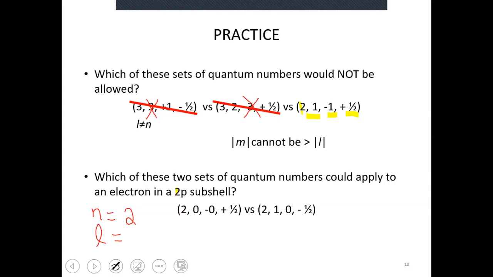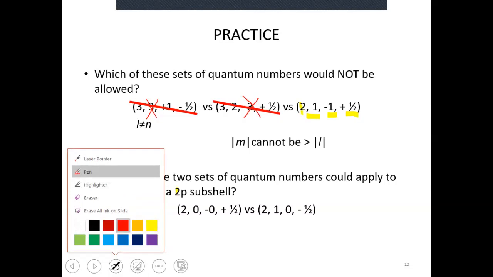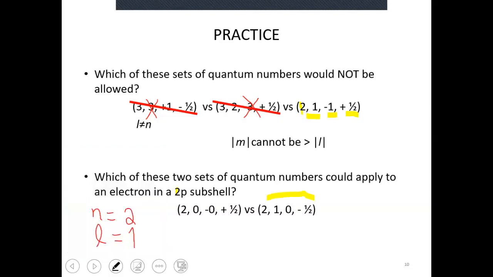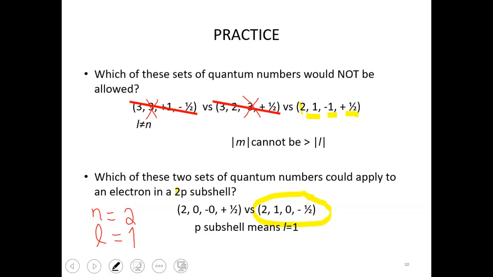L for an s subshell, L equals 0. For a p subshell, L equals 1. So which of these works then? Yep, that would work. P subshell means L equals 1. So the first one would have been something in an s subshell, except that technically there's no such thing as negative 0, but that's kind of like a little gimme there, just in case, right? Okay, so that doesn't work.